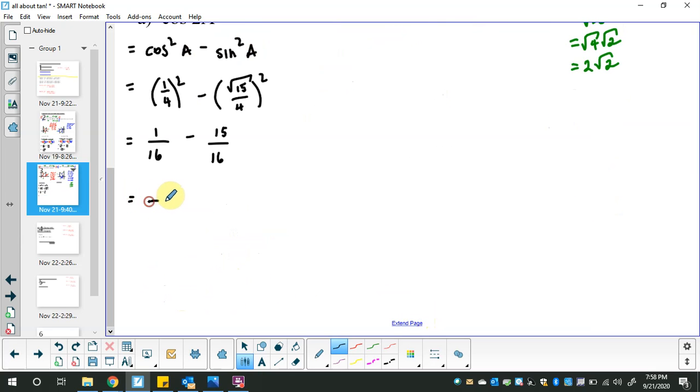I've got a common denominator of 16, so all I need to do is the 1 minus 15, which is negative 14, and then unfortunately we have one last little bit of work to do, and that is because both of these are divisible by the same number, you have to reduce your fraction and you're done.